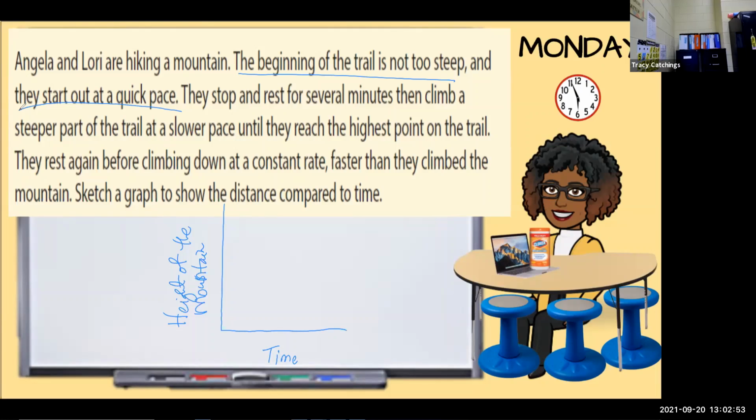How might that look? They go up a little bit, then they stall. They mentioned steep. Steep is almost like it's going straight up and down. So if they say it's not too steep, and it's a quick pace, does a quick pace mean a long period of time or a short period of time? A short period of time, and then it's not too steep. So you should have had a diagonal that went for a short period of time.